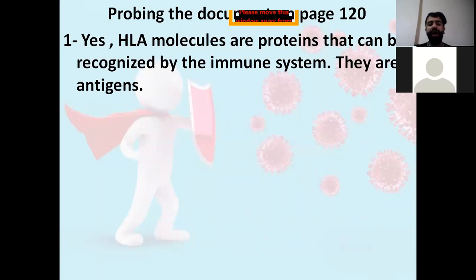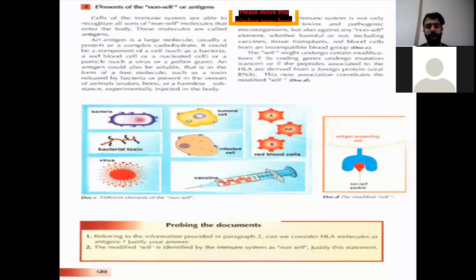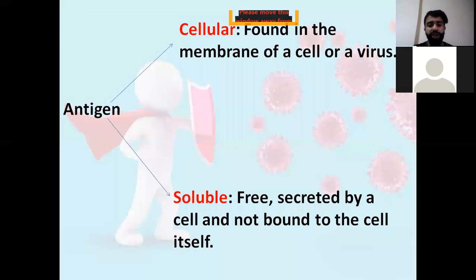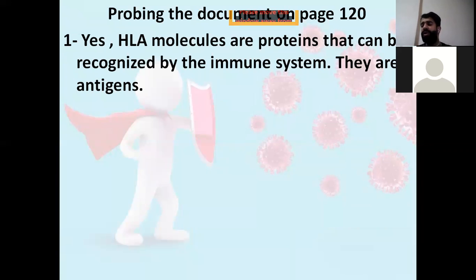So here you have to know from the documents. I want only part one, referring to the information provided in paragraph 2. Can we consider HLA molecules as antigens? Justify your answer. Yes, we can consider them as antigens because they are proteins that are recognized by the immune system. They are called antigens because they are proteins recognized by my immune system.